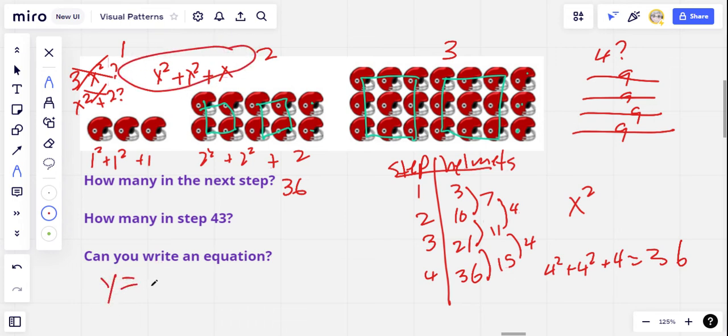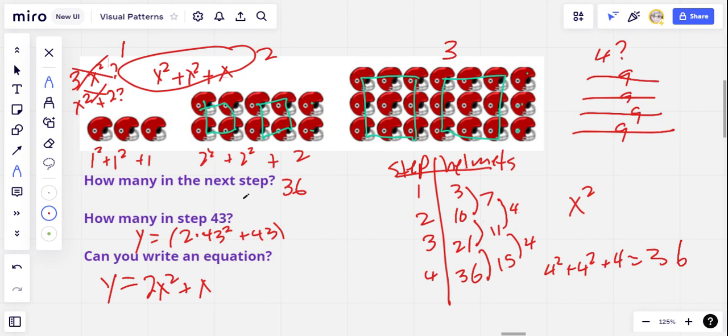And there are lots of ways to write this. I'm going to write it as 2x squared plus x, because we have 2 of the step number squared plus the step number. So now we can use that to figure out how many in step 43, and it's going to be a big number. So y equals 2 times 43 squared plus another 43. Guess I didn't need that parenthesis.